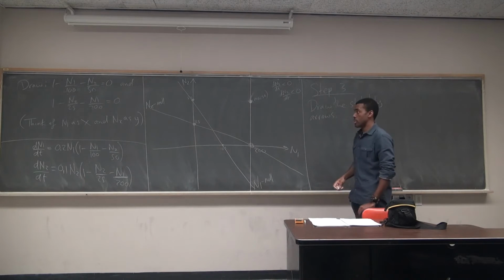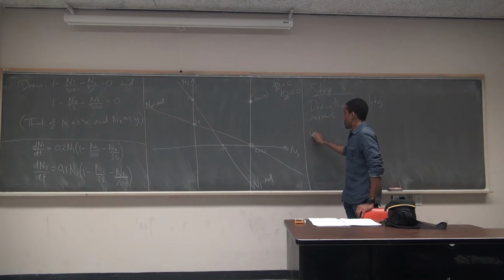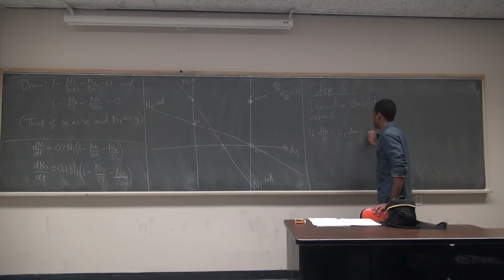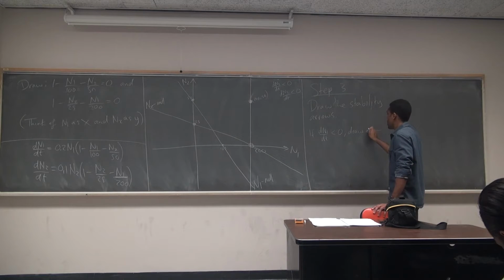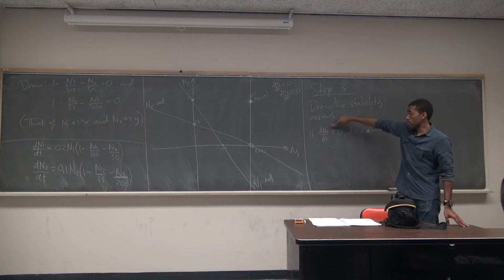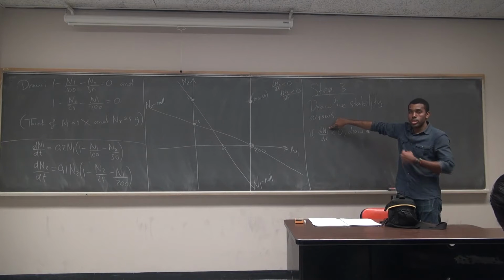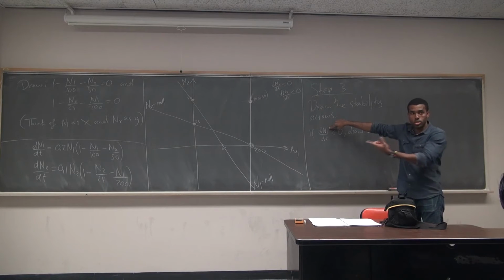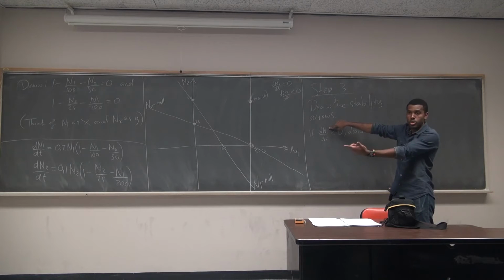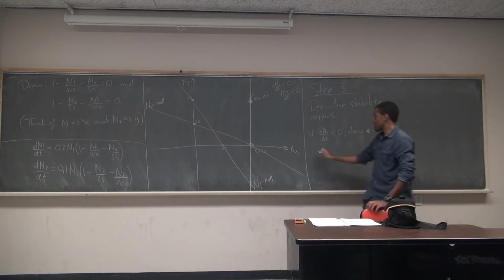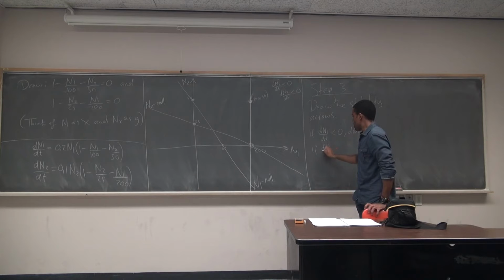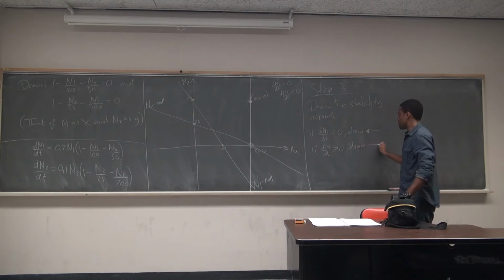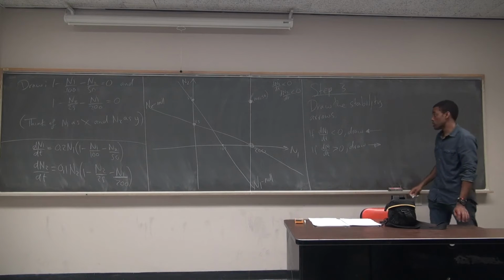So here's how the strategy goes. If dN1/dt is less than 0, you draw an arrow to the left. Remember, I'm thinking of N1 as the x value, so it's horizontal. If x is decreasing, it goes to the left. If dN1/dt is greater than 0, you go to the right, because N1 controls the x.